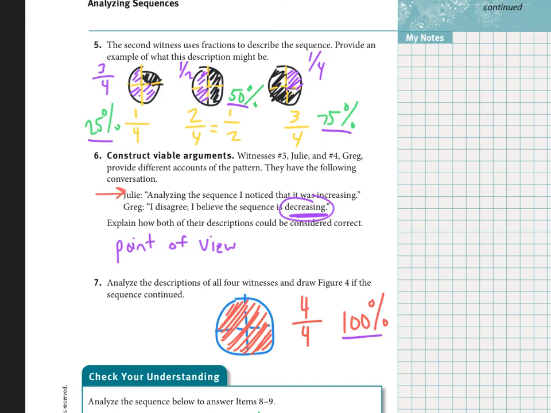But from the other perspective, from Greg's perspective, he thinks it's decreasing. It could be 0%, right? The amount that's not shaded. That's what Greg was going with, his point of view.